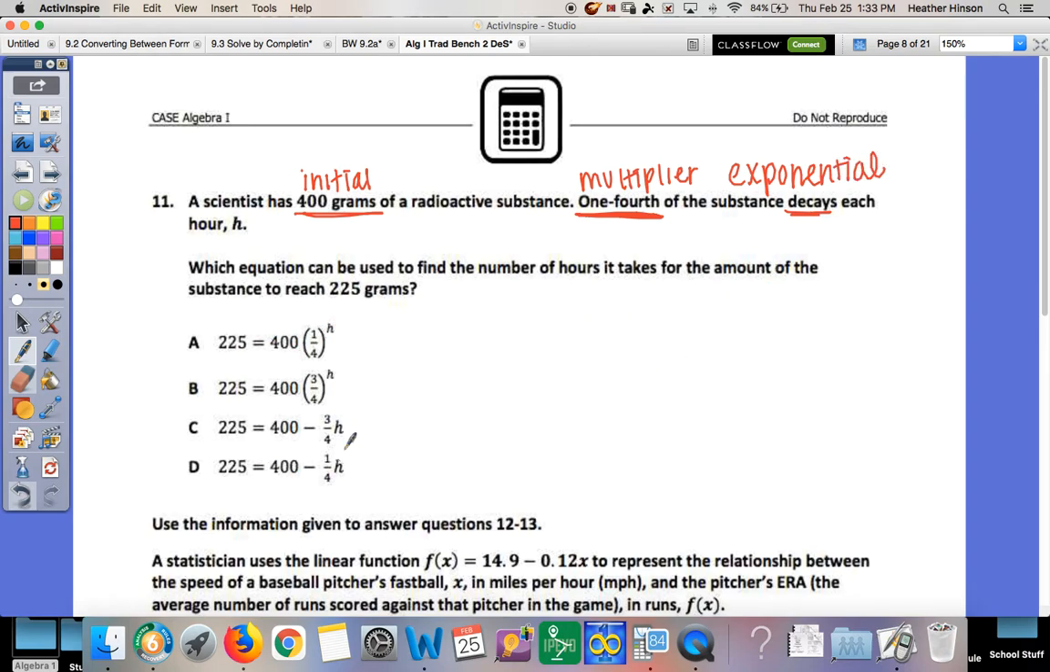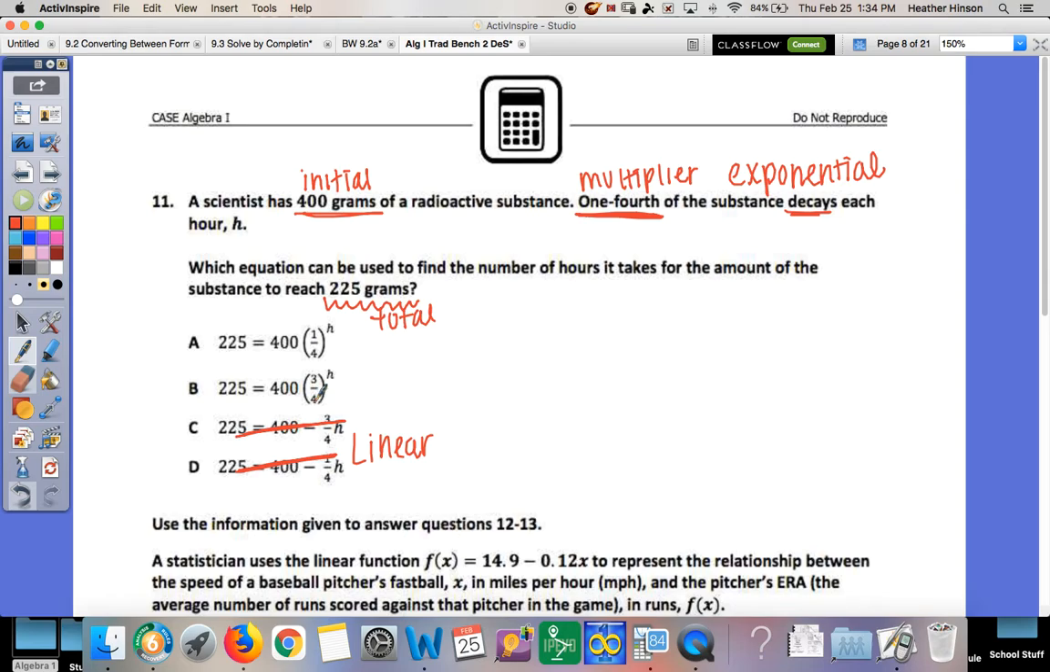So in our equations down here, we only pick the exponential ones. That's going to eliminate C and D because those are both linear. Those are both y equals mx plus b. So for our other equations, they're both equal to 225 because that's the total we're looking for. And they both start with 400. The only difference is one of them has a fourth and one of them has 3/4.